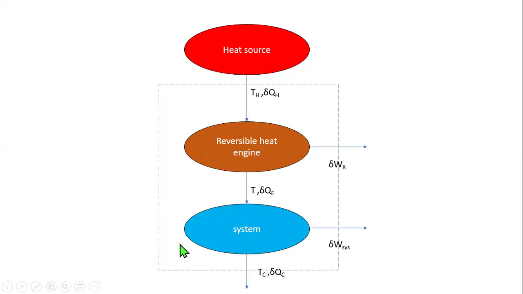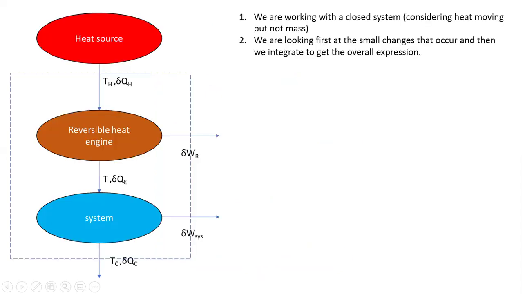And then the broken line channels are just showing where we are doing our balance. We are considering that we are working with a closed system. Since we are working with a closed system, heat is moving, not mass, right? And we are looking at the small changes that are going to occur: the small change in the heat, the small changes in the work, and then we can integrate over the entire system.